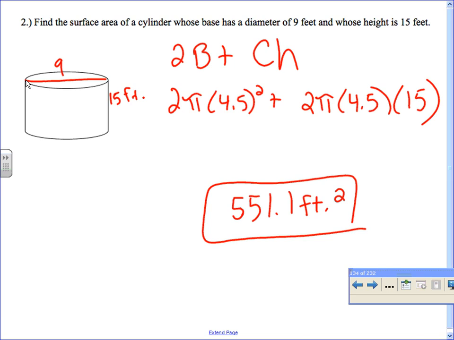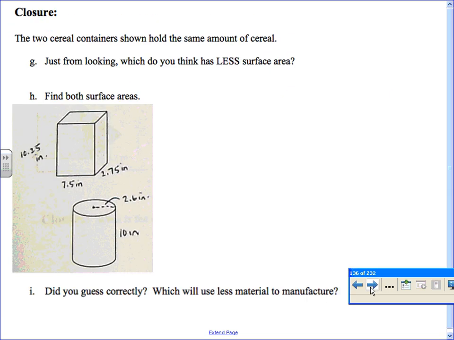Give me a thumbs up, thumbs up, thumbs down on cylinders. Okay, let's try one more. Okay, let's look at the closing, actually. Okay, that's what I want to do. And then I want to show you at least one or two pyramid problems, okay?